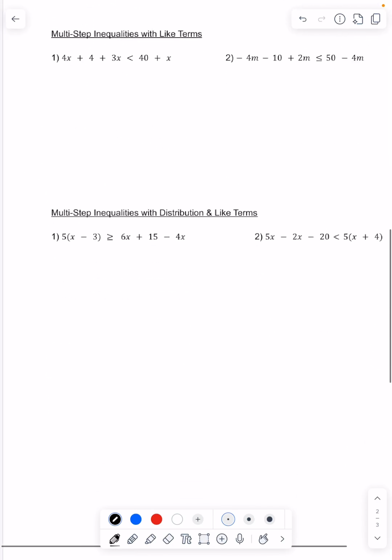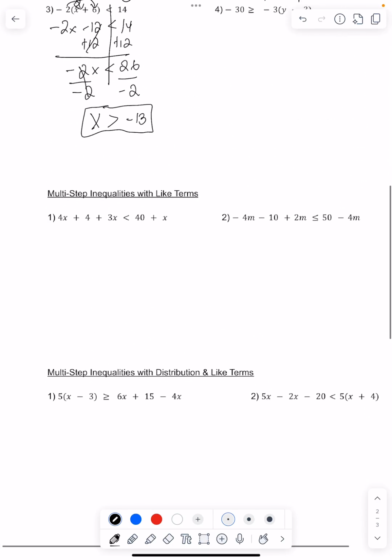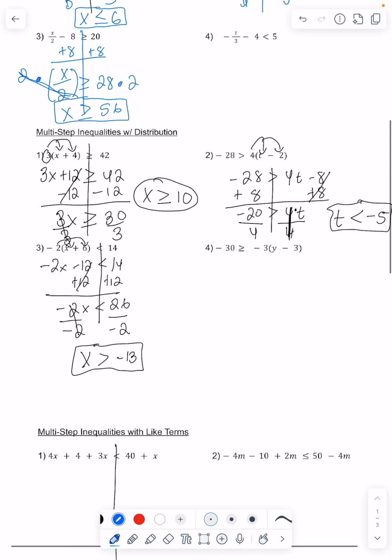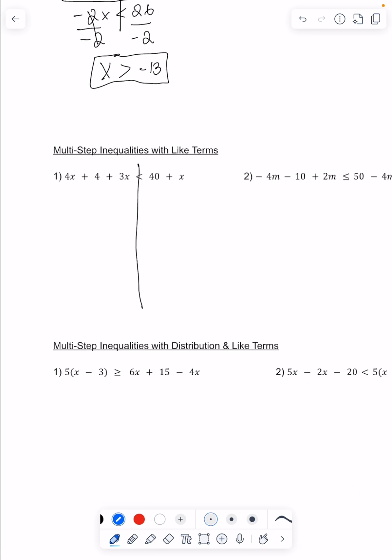Let's go ahead and move on to doing now with like terms. Similar thing, right? We kind of have to identify both sides of the inequality in here, and now try to figure out if there's anything on the left-hand side or the right-hand side of the inequality that we could combine like terms with.